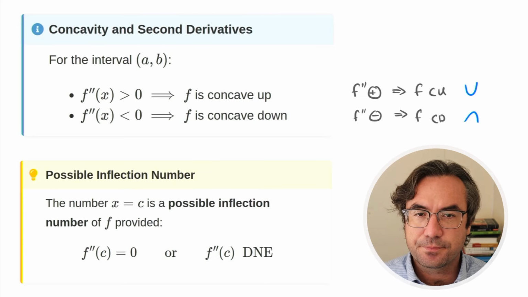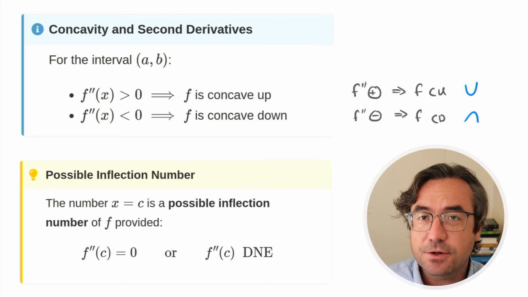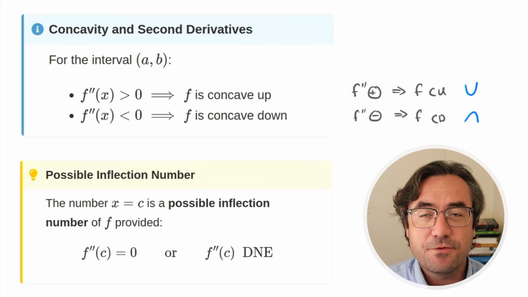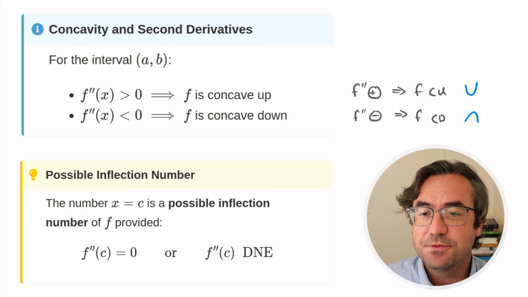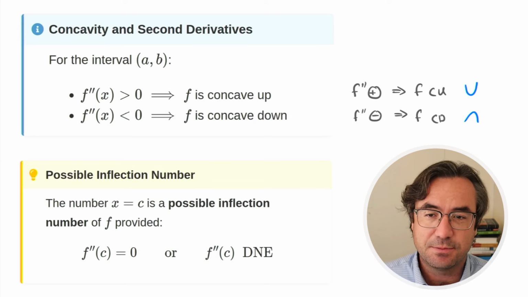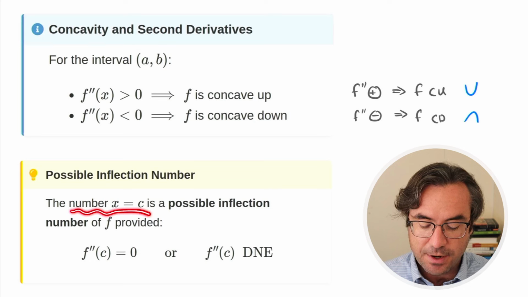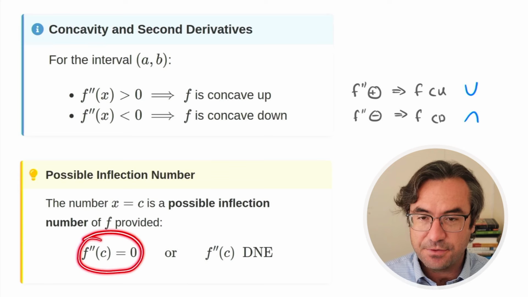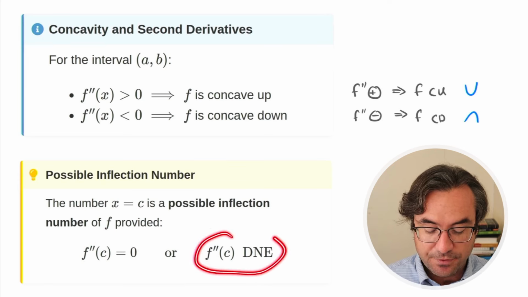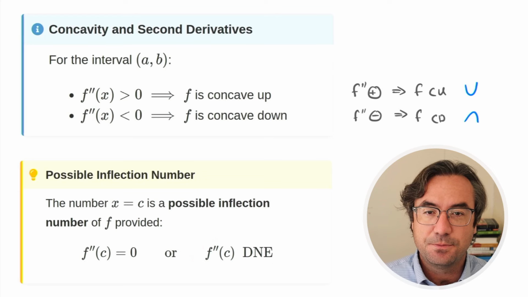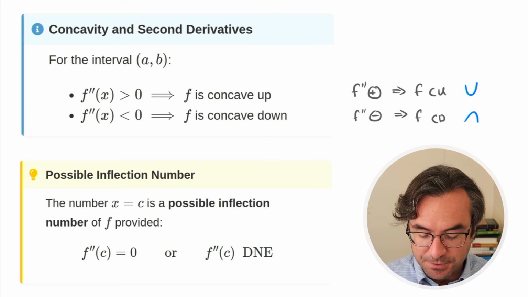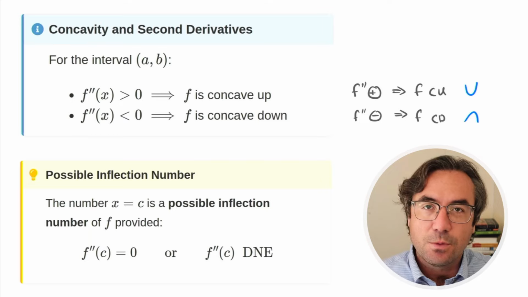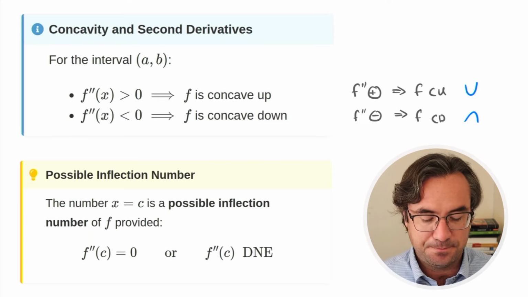And just like we had critical numbers for the first derivative, we're going to have important values for the second derivative, and we're going to call these inflection numbers. So, well, possible inflection numbers. So the number x equals c, we're going to say it's a possible inflection number if the second derivative is equal to 0 there, or the second derivative is undefined there. So just like with intervals of increase, decrease, we wanted to know when was the first derivative 0 and when was the first derivative undefined.